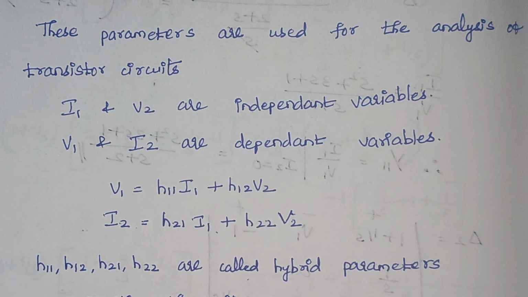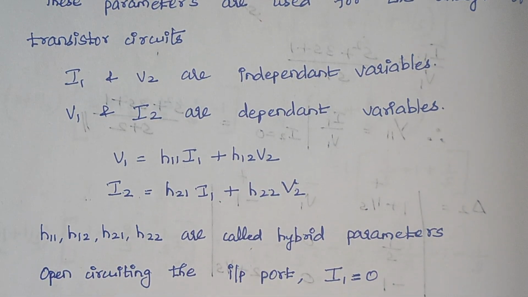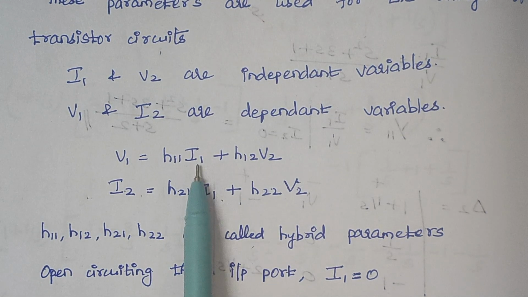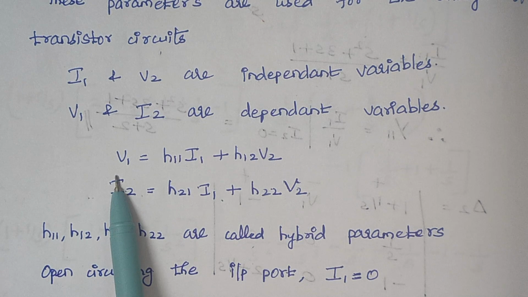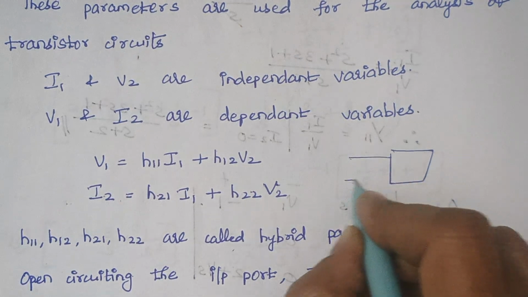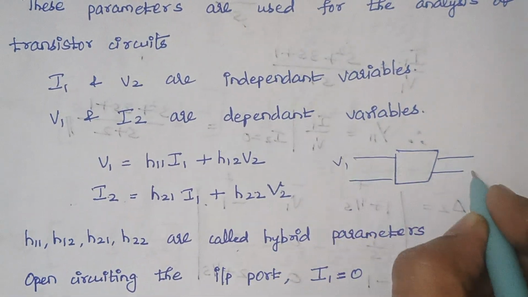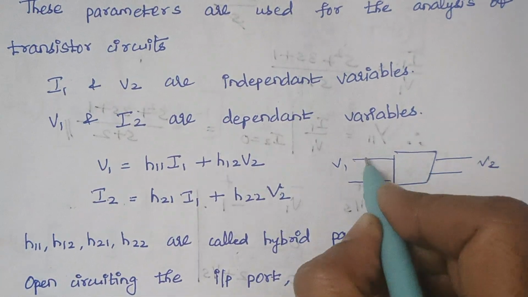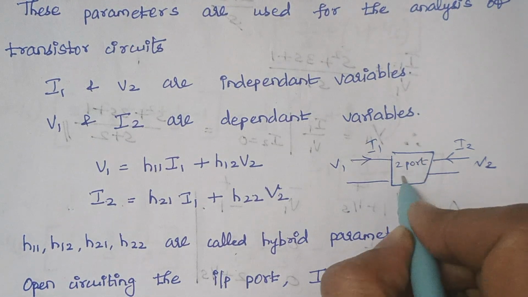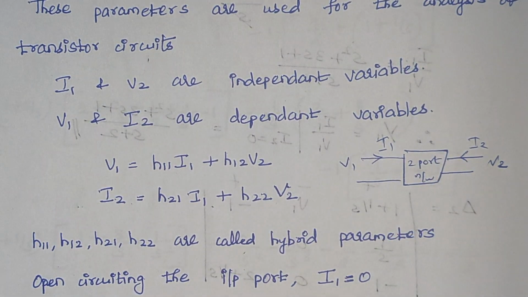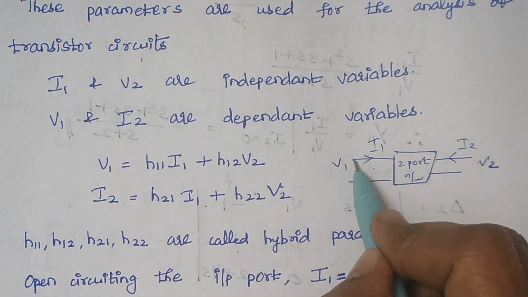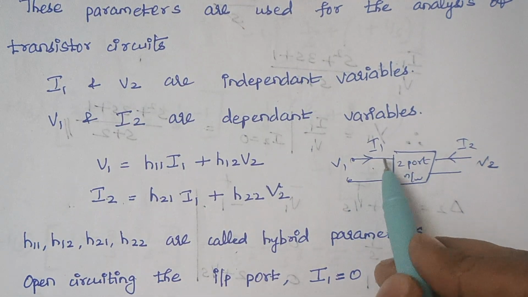So here the first thing is we are open circuiting the input port. Whenever an input port is open circuited, obviously I1 is the current flowing through the input port and V1 is the voltage across the input port. Just for your reference, I am drawing. This is your V1, this is your V2. And here this is your I1 and this is your I2 and this is a two-port network. So here I am going to make I1 as 0. That is, I am open circuiting this port. So I1 will be made 0.